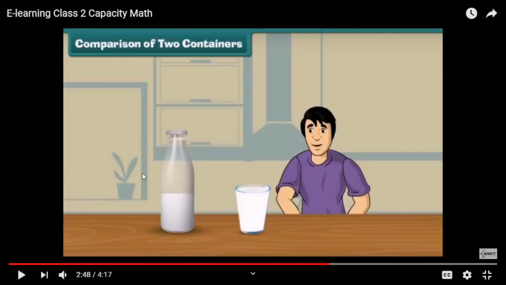He then takes... You can see the bottle has a larger capacity than the glass, because the milk has gone from the bottle into the glass. Is the glass full? Yes. You can see the glass is full, so the glass is at capacity, but there is still milk in the bottle. Is the bottle full? No. So we know the bottle has a bigger capacity than the glass.